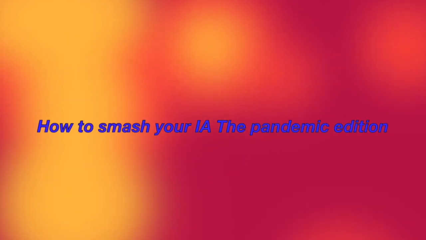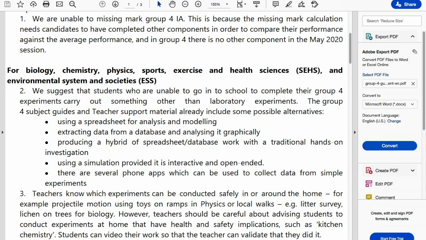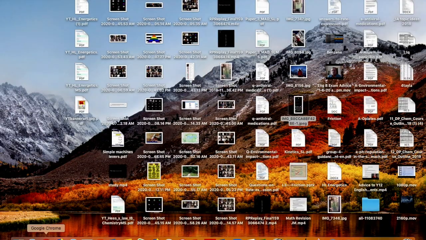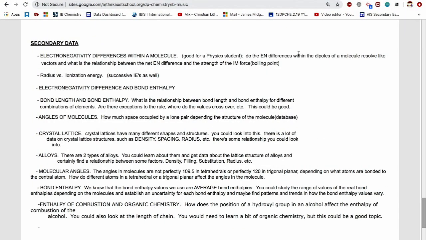This is How to Smash Your IA, the Pandemic Edition. Let's start with the advice from the International Baccalaureate Organisation. Biology, chemistry, physics, we should be using a spreadsheet, a database, a hybrid of the two, a simulation, or some phone apps. Let me make it clear right now, I don't suggest anybody go out there and do home-based experiments unless they are very, very limited, very narrow in their scope, because of some major health and safety concerns, which certainly would make me lose sleep at night.